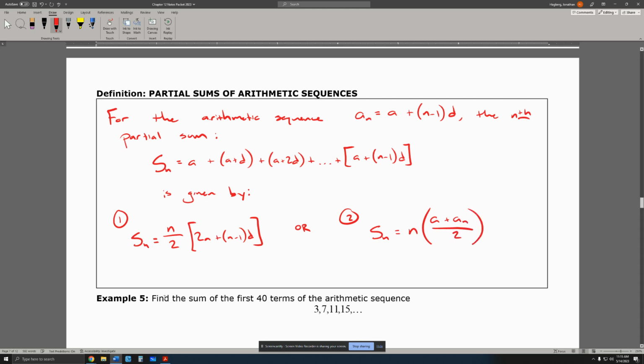And what's nice about this is our first form, notice that we need 3 things. We need the number of terms, n, we need the first term, and we need the common difference. Whereas the second representation here, we just need the number of terms, we need the first term, and then we need the explicit definition, a sub n. Both of these are equivalent, so you can use either of these representations to find the partial sum of an arithmetic sequence. Let's get some practice.